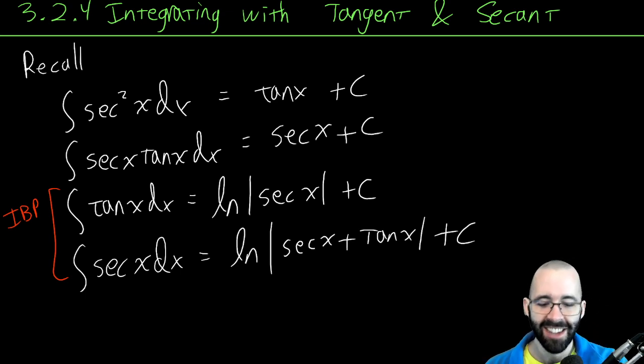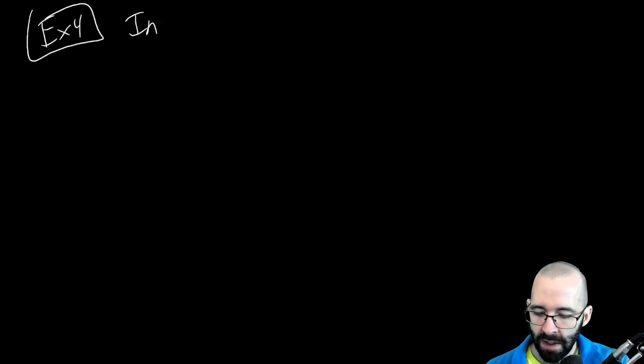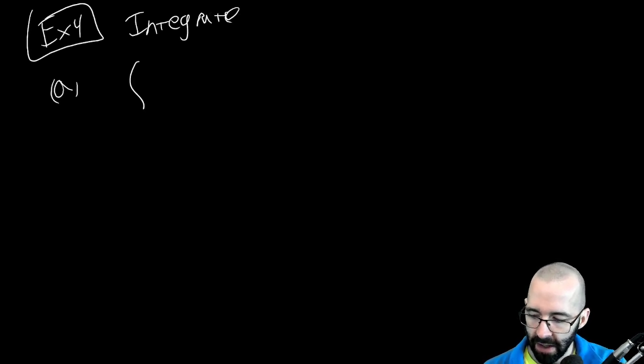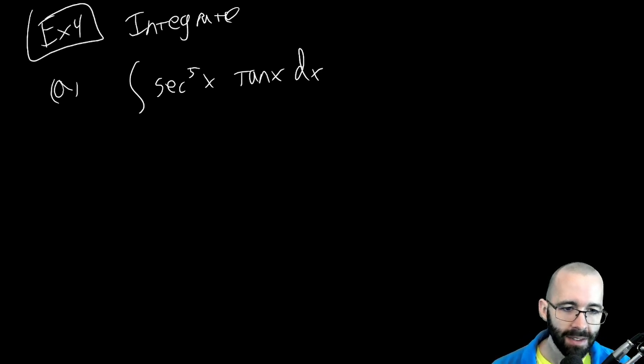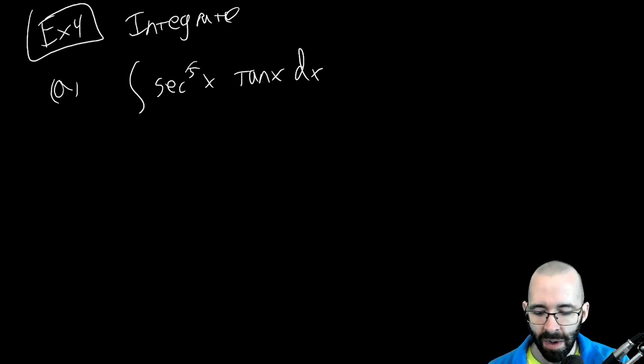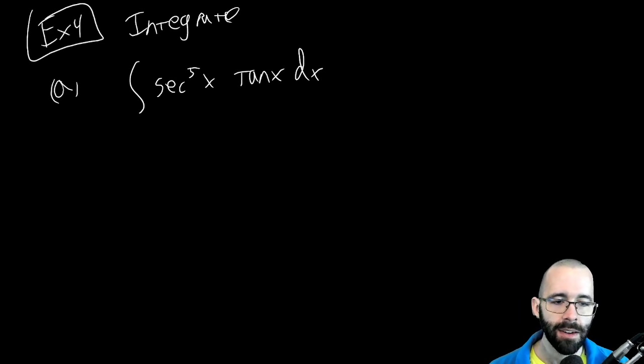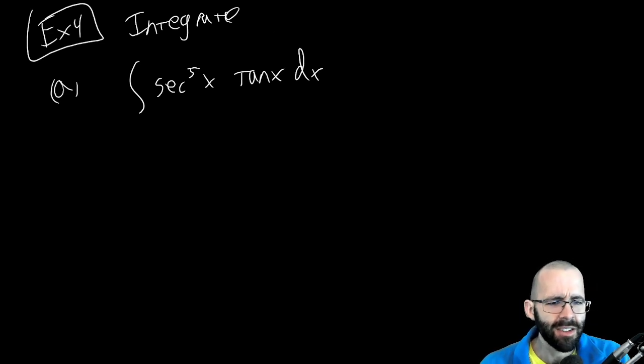So we're going to use these and combine them with our methods and do some examples. Integrate the following. Part A, integral of secant to the fifth x times tangent x. So now it's not as simple as going to that table and saying, oh, we have an odd secant and an odd tangent. What do we do? Because their derivatives are different.